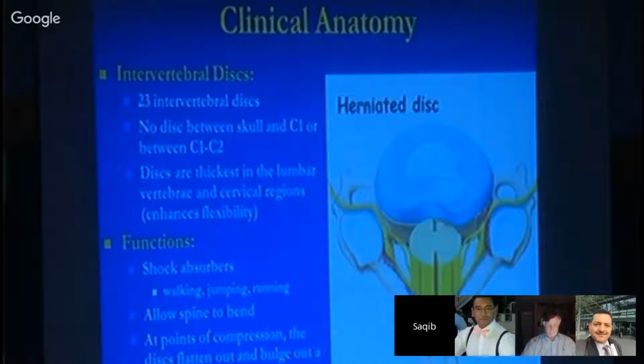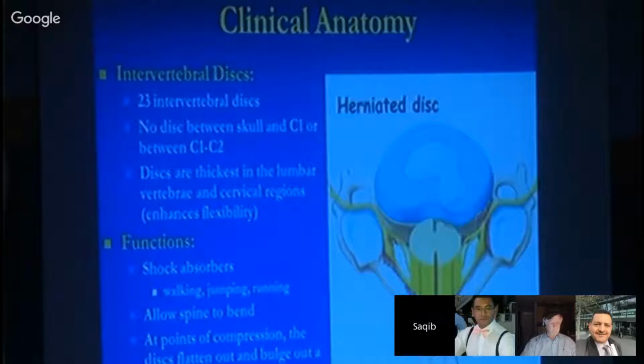The intervertebral disc, equally important for the stability of your spine and also for the normal functioning. Intervertebral discs. You should consider that there is no C1, C2 disc. I have seen a radiology report of a C1, C2 disc herniation, so that's funny. So you have to be aware of that.